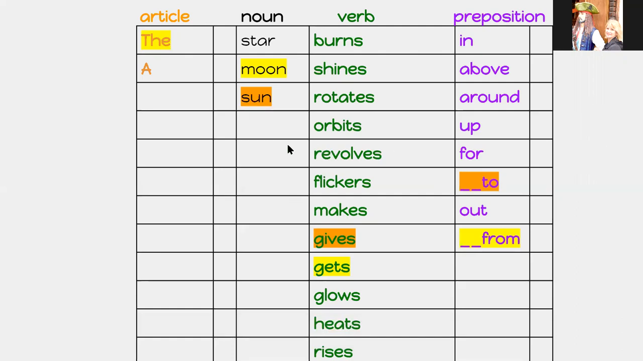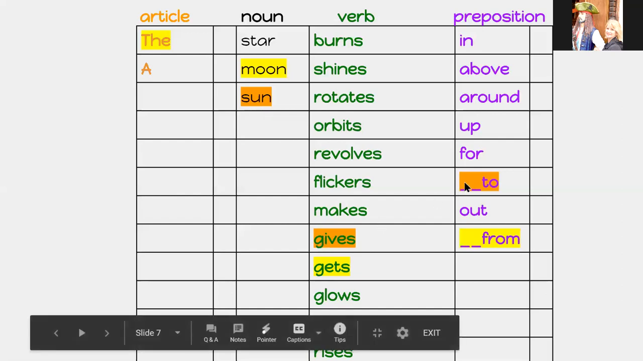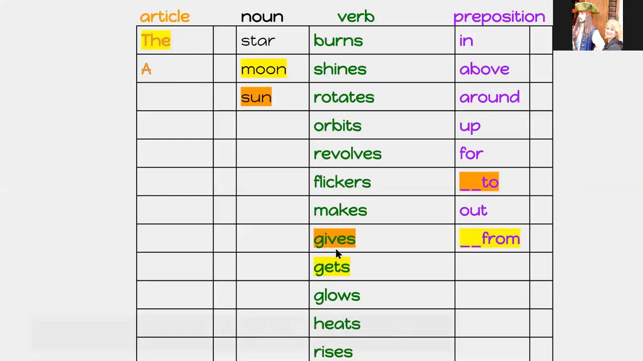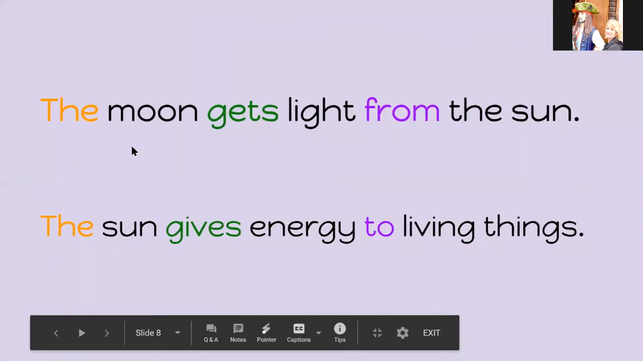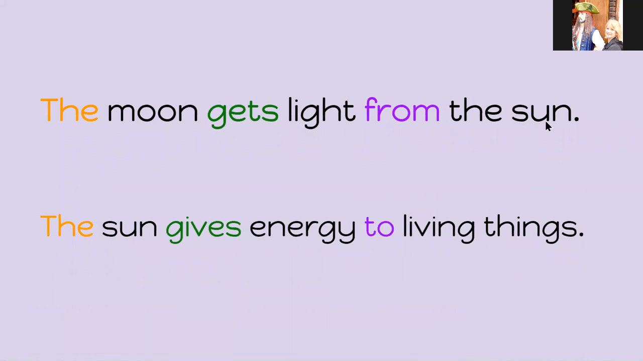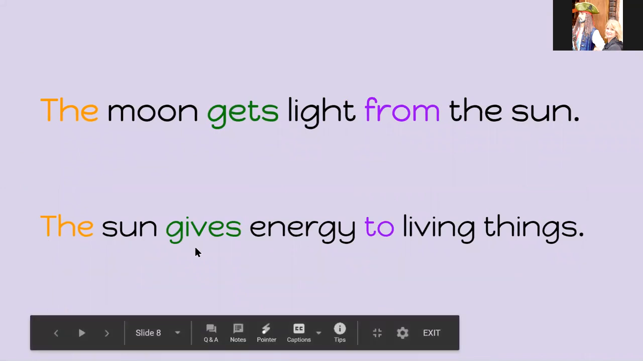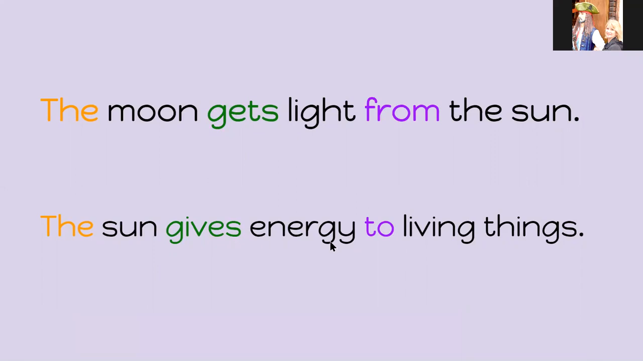Now, that's not the only possibility for this sentence. The sun gives heat to me. Or the sun gives heat to the plants. So there are possibilities. There's not just one right answer or one correct sentence. The moon gets light from the sun. The sun gives energy to living things. So instead of choosing light this time, I chose energy.